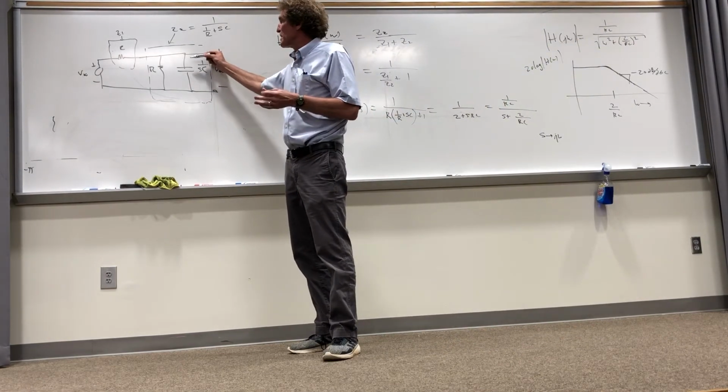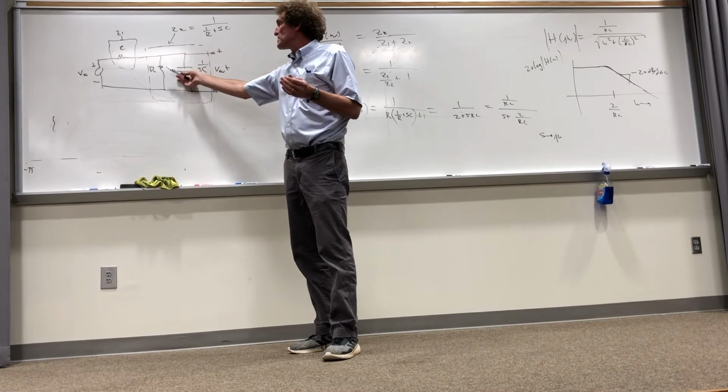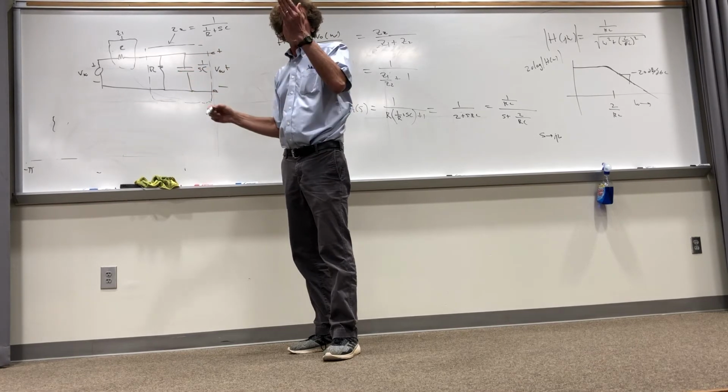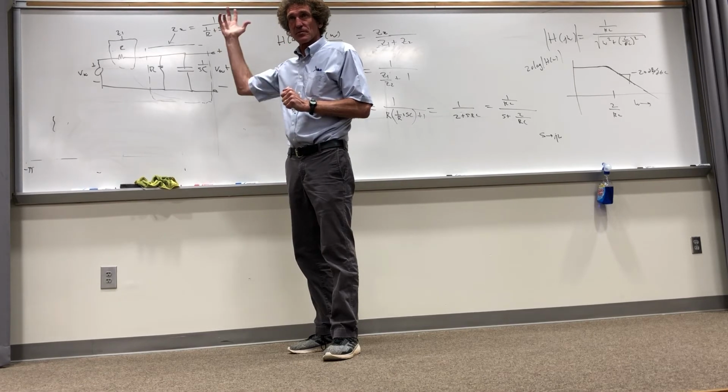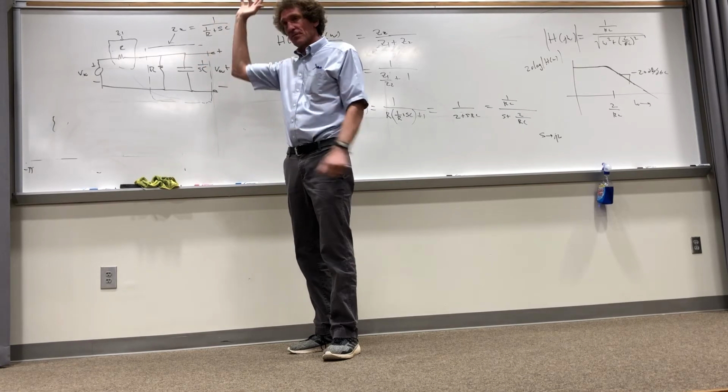When the capacitor becomes a smaller impedance than the resistor, this starts looking like it's filtering out the actual output. Does that make sense to everybody? It's reducing the output. How many see this right here? How many have seen this type of a filter before?